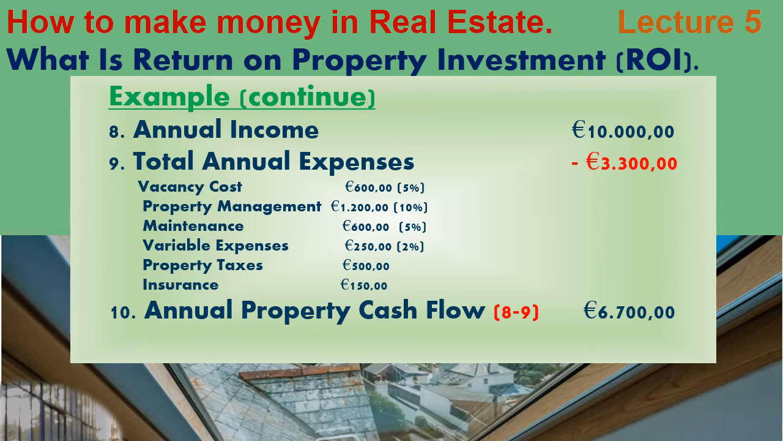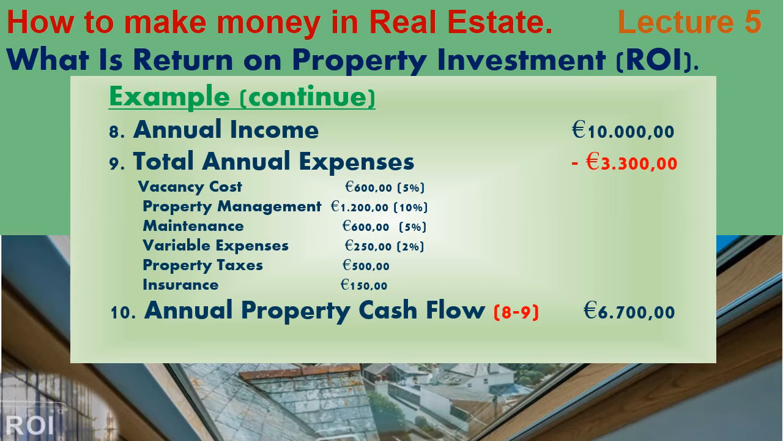The total initial investment cost is equal to €29,700. The property has annual income from rents equal to €10,000. The vacancy cost is €600, or 5%. Property management cost is €1,200, or 10%. Maintenance cost is equal to €600, or 5%. Variable expenses are €250, or 2%. Property taxes are €500. Insurance cost is €150.